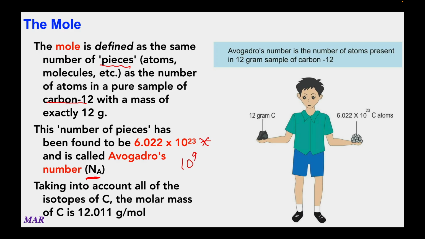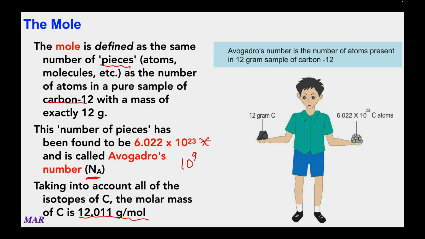And that's pretty cool. And this is how the whole periodic table is organized, which is just amazing. So all the isotopes of carbon, which is carbon-12, carbon-13, carbon-14, stuff like that, the molar mass, which is a term we'll use, comes out to be 12.011. So pure carbon-12 would be exactly 12 grams. All the carbons together, 12.011 grams per mole.